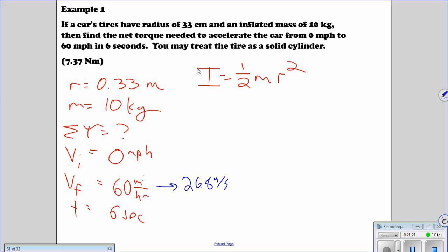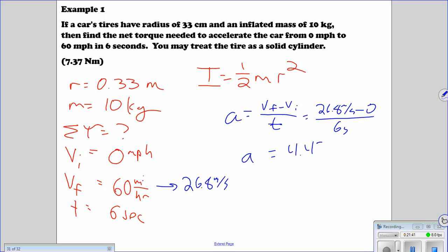So here we go. We can find our acceleration. Acceleration is VF minus VI all over T. So my VF is 26.8 meters a second. My VI was 0. My time is 6 seconds. So I divide by 6, and you get a linear acceleration of 4.47 meters per second squared. I did that using this calculator that I'm holding. Is everybody good?